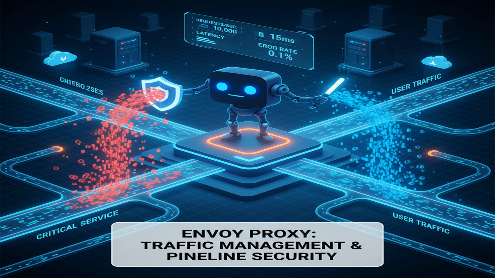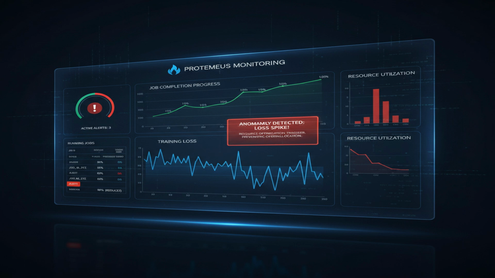To handle traffic surges, let's explore Envoy Proxy. It manages data flow and protects your pipelines. It's like a traffic controller. Envoy can route feature store queries, preventing overload during peak batch training windows. This ensures consistent performance during critical processes.